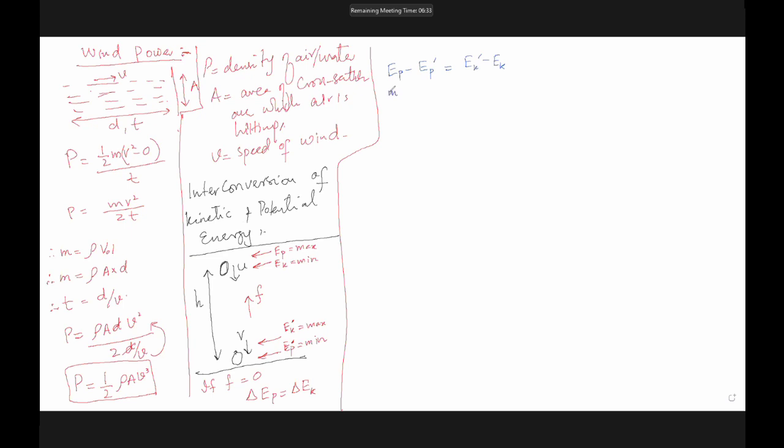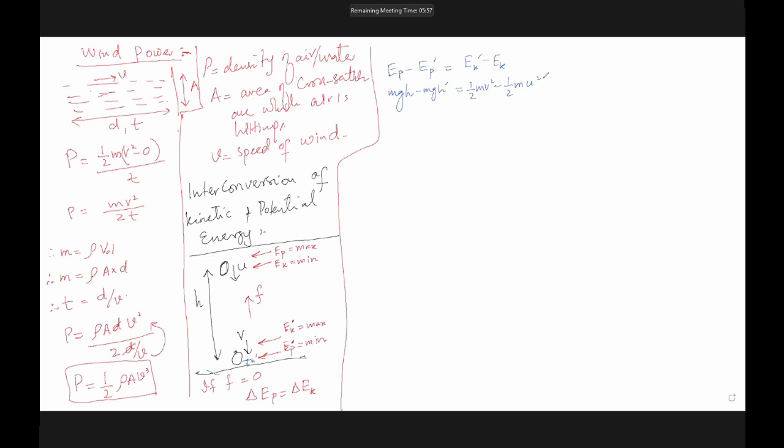आप EP को mgh लिख सकते हैं, और अगर EP dash पे कोई height है तो वो h dash लिख सकते हैं, थोड़ी सी height, और if it is zero तो just write it zero. इसी तरीके से EK dash is half mv square minus EK is half mu square.